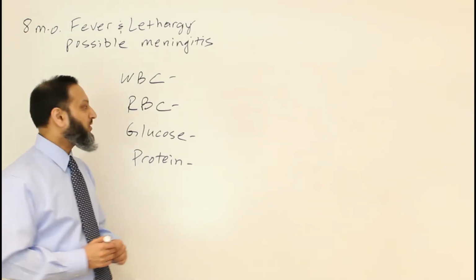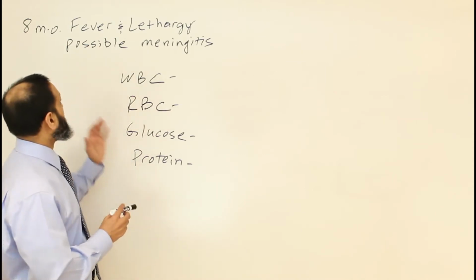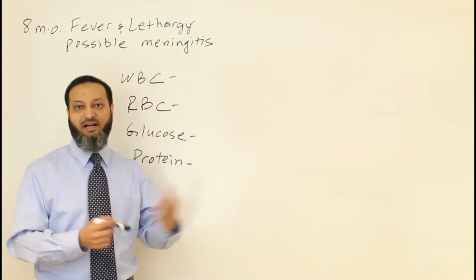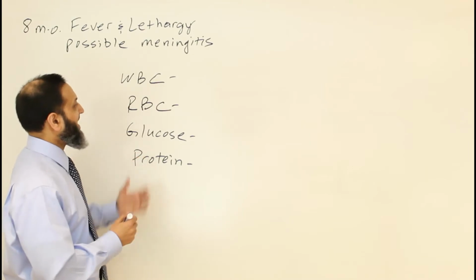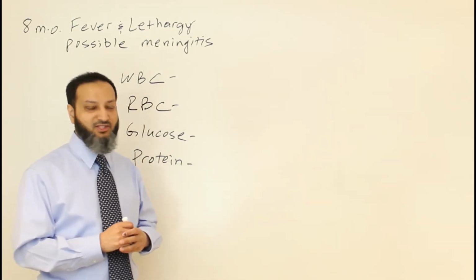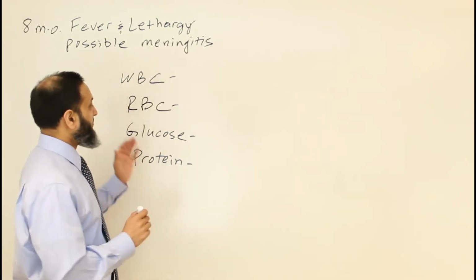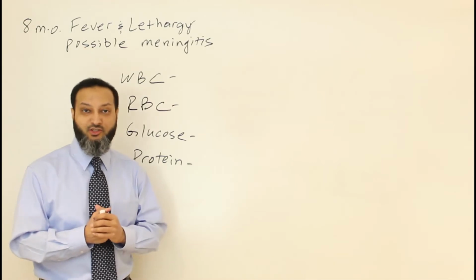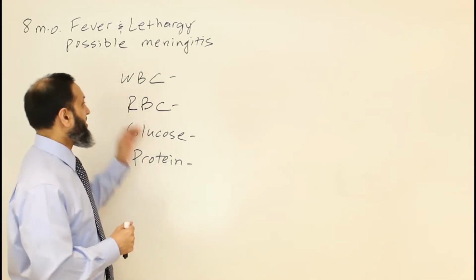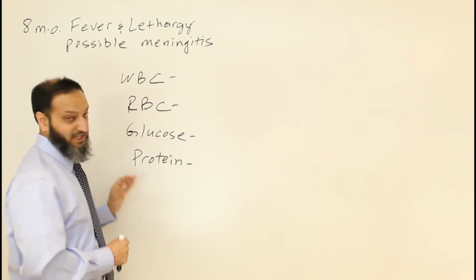Okay, so now we are going to talk about how to interpret a spinal fluid, right? So you have an 8-month-old child that is coming in with possible meningitis, and you do a spinal tap on that patient to assess their spinal fluid to see if they have meningitis. And now we're going to talk about how to interpret some of the numbers. So when you do a spinal tap, the initial things you typically will send the fluid for is going to be a WBC count, a red cell count, a glucose level, and a protein level.